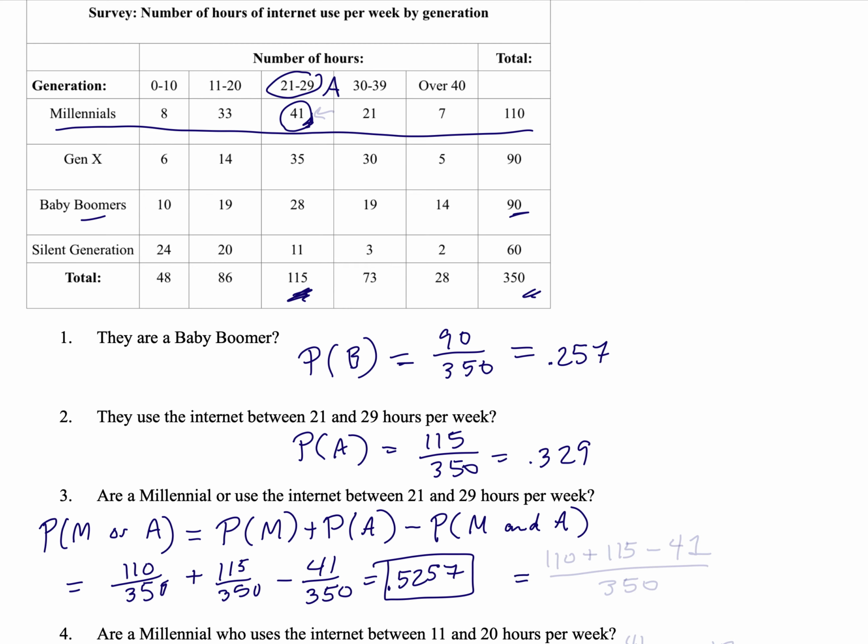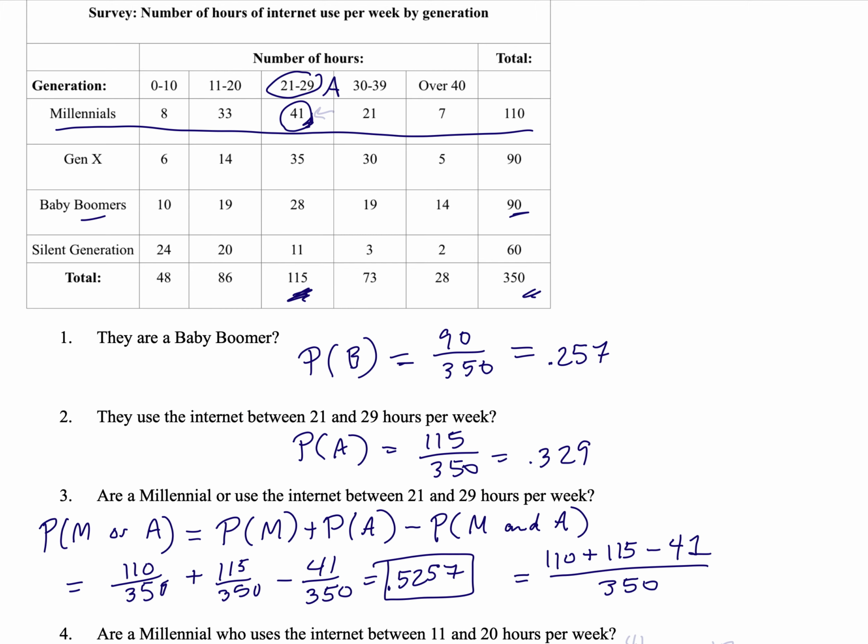So that's also equal to all of the millennials plus all of the people who use the internet between 21 and 29 hours per week, minus the people who are in both categories, that's 41, and then divide by the total of 350. And because when you add fractions, you just add across the numerators and keep the denominator the same, we would get the same answer in either case.